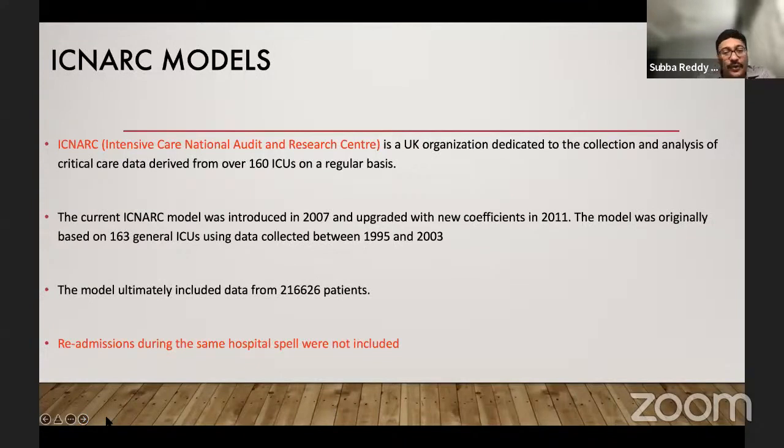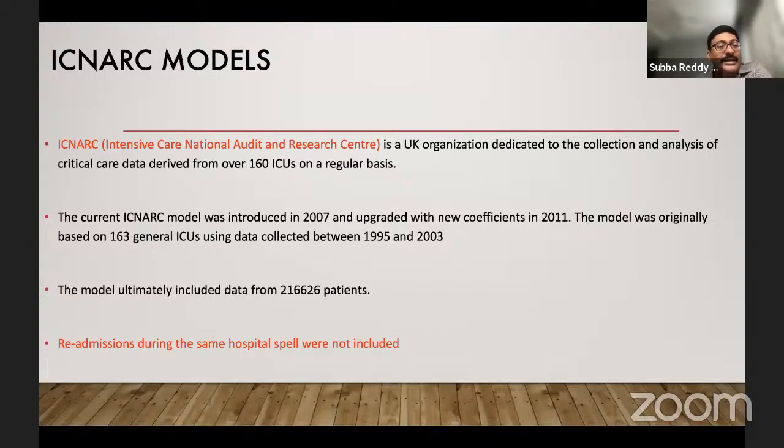So in the UK, they have a different organization, the Intensive Care National Audit and Research Centre. This ICNARC, in the UK, is an organization dedicated to collecting and analyzing critical care data derived from around 160 UK ICUs on a regular basis.